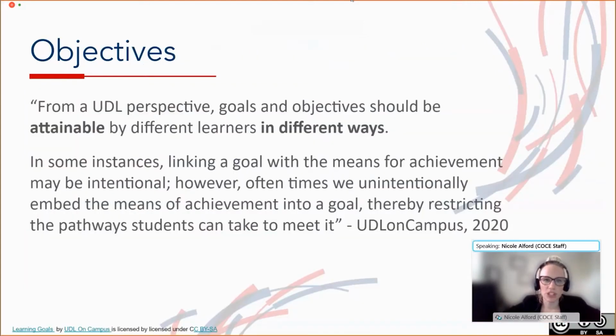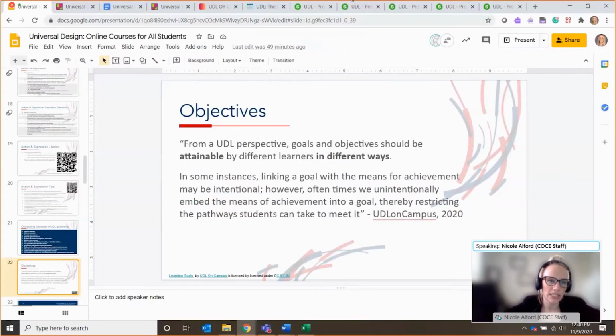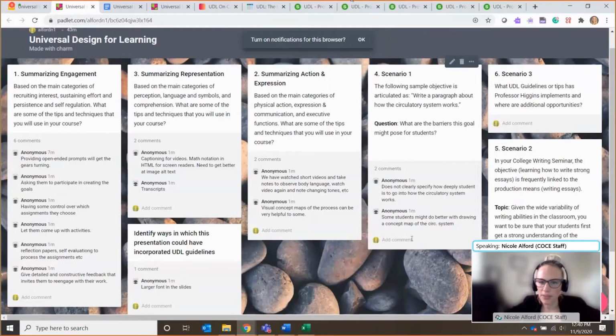So now we're on to that objective example. According to UDL on campus, from a UDL perspective, goals and objectives should be attainable by different learners in different ways. Sometimes we link the goal to the achievement instead of the goal of the process, or what we actually want them to learn. So I'm going to go to that Padlet on the objective, because I saw some really awesome comments on this as well.